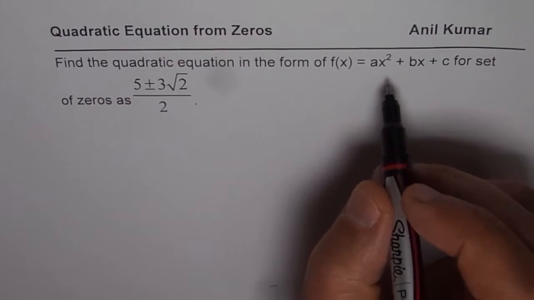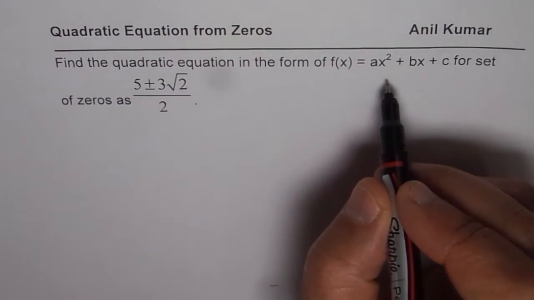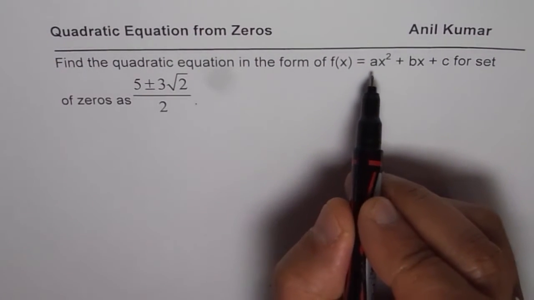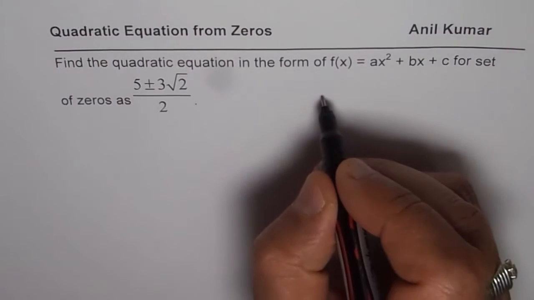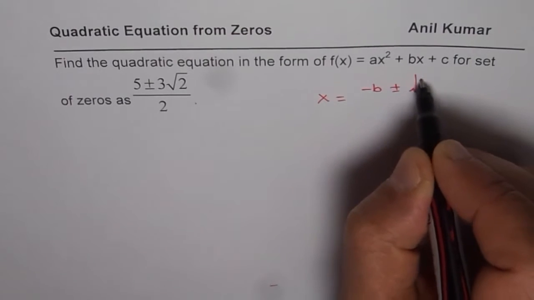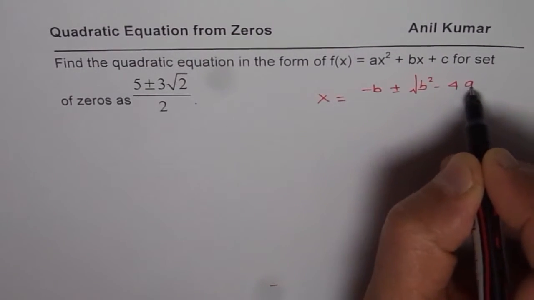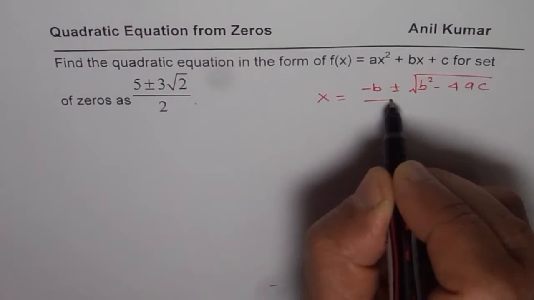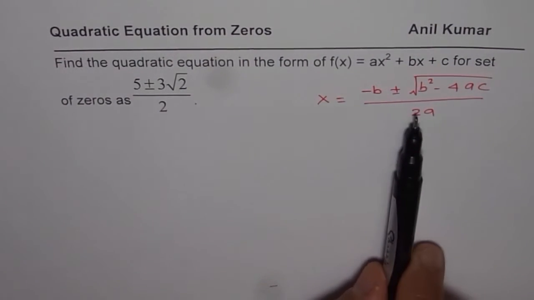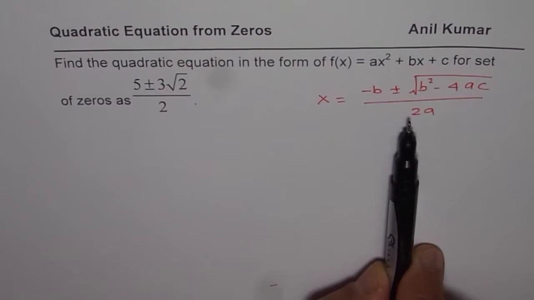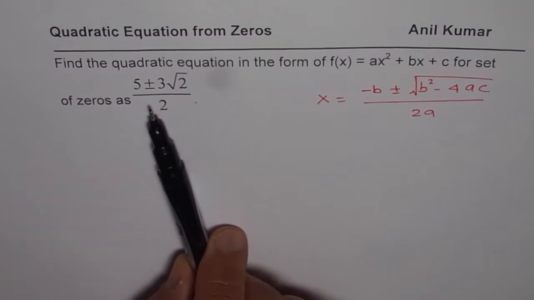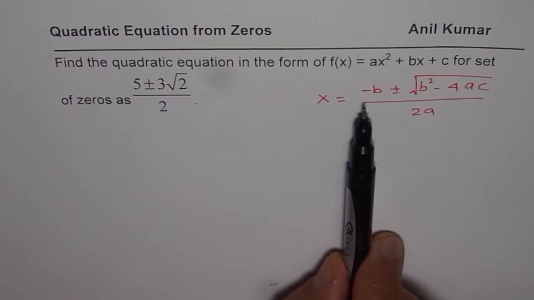As you know, the quadratic formula is the one which can be used to find the roots of a quadratic equation. If the quadratic equation is ax squared plus bx plus c, I can write x equals minus b plus minus square root of b squared minus 4ac, divided by 2a. So that is how we get radical roots of a quadratic equation. Now let's compare the general formula with the roots given to us. So if you compare, what do you notice?